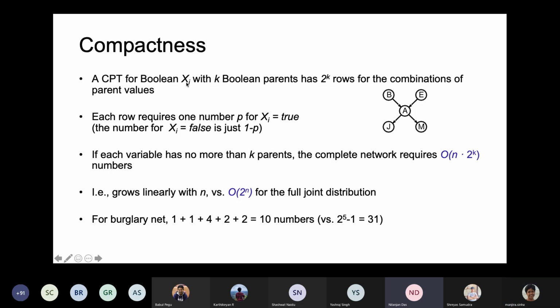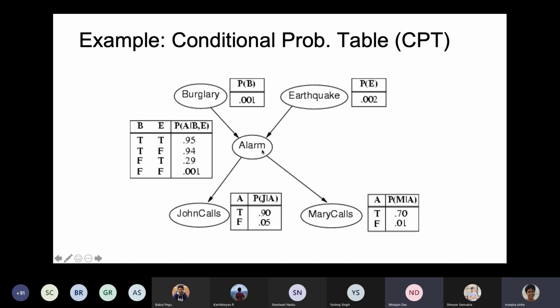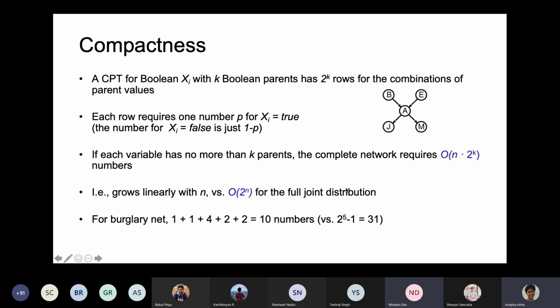Now for a random variable xi, a conditional probability table with k Boolean parents. So why is the term Boolean used? If you see this, the alarm only has two states. Either it goes off or it doesn't. For burglary, it also has two states. Either it happens or it doesn't. For earthquake also it is two states. Similarly for John calls and Mary calls. So that is why we say Booleans, because it is only 0 and 1.